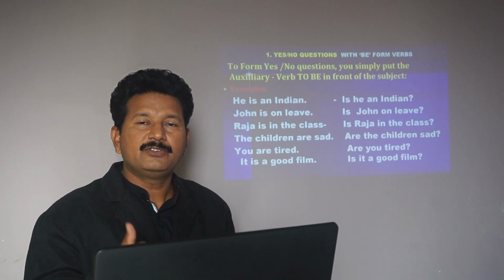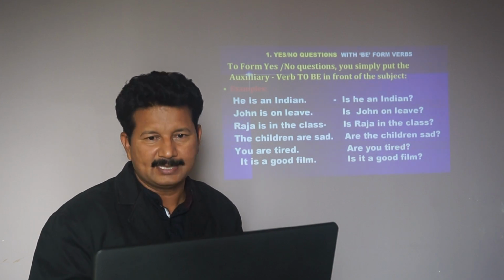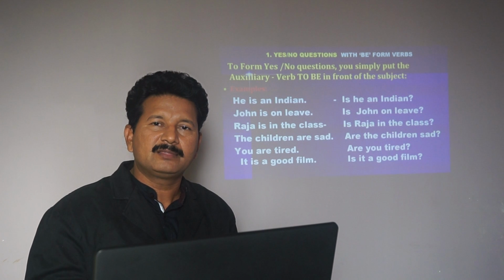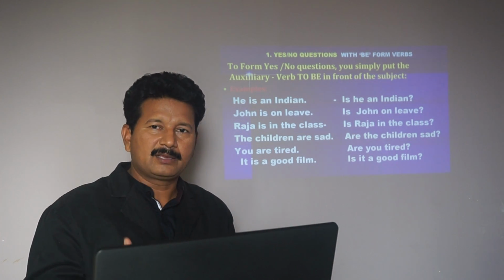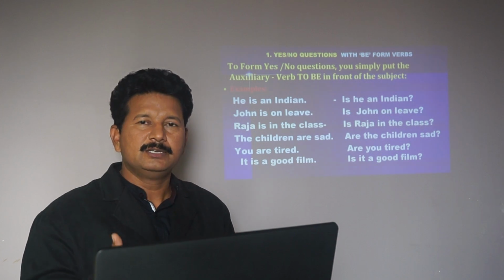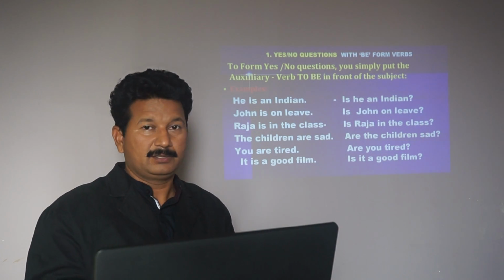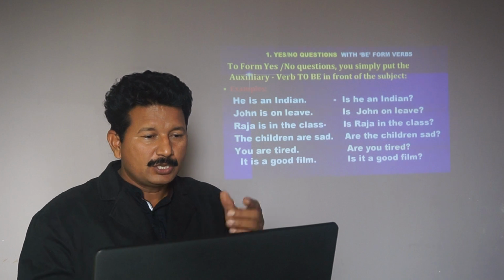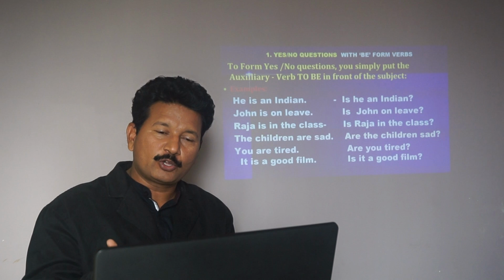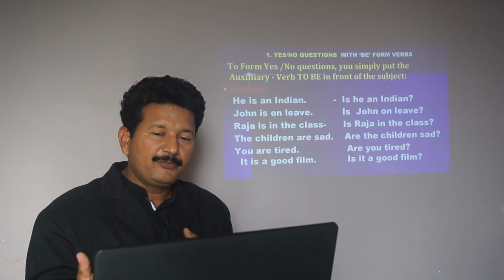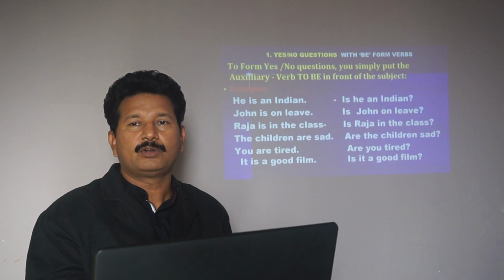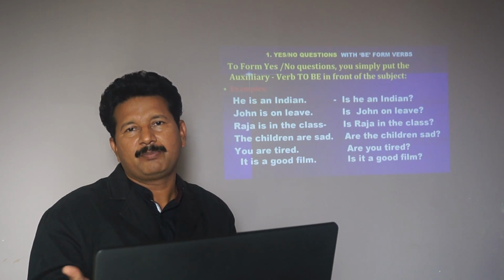Now, the first will begin with yes or no questions. As I told you already, these questions will begin with helping verbs like will, do, does, did, have, can, could, or would. So now, here is an example. What we have to do is, to form yes or no questions, if you simply put the auxiliary verb in front of the sentence or the subject, you can frame a question.